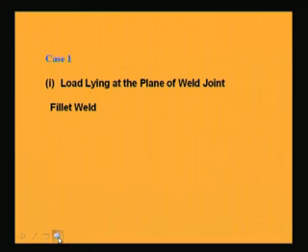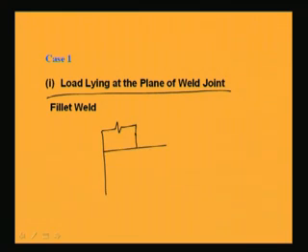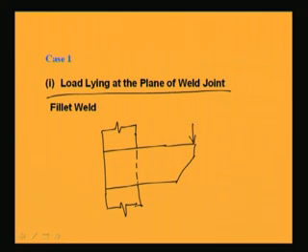So, to start with, let us concentrate on the load lying in the plane of the weld joint using fillet weld. If the load is lying in the plane of the welded joint, how does it look? Say a bracket is connected to a column which will pass the load. The load is here, say P, with an eccentricity of E. Now, suppose we are making the welded connection in this way, and this is the welding area.